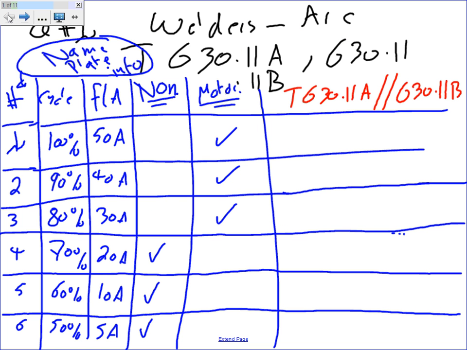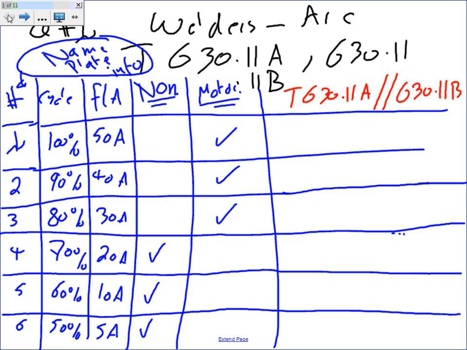When we size, we always start with the loads. Your start point when you size anything is a load. You have to know what type of loads are inside your building. So the load is given. Let's go ahead and find the following. We need to do the calculation based on 630.11(a) and 630.11(b).